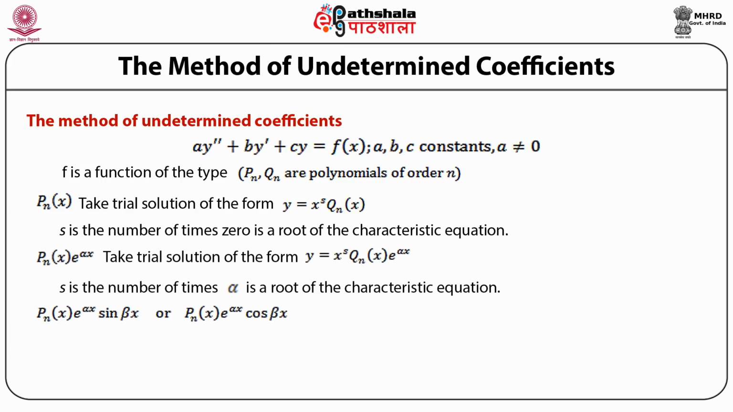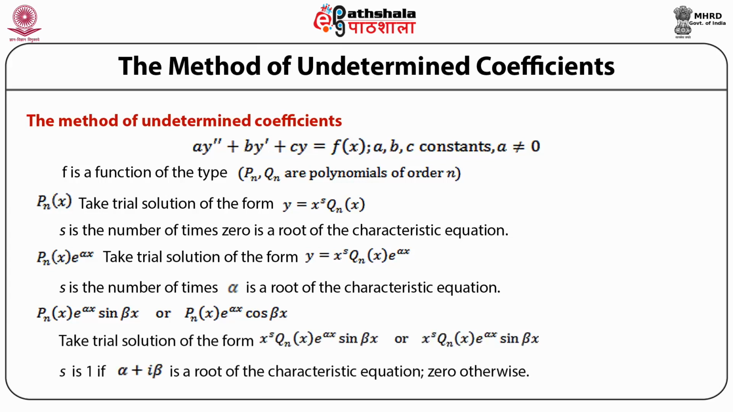Second, if the function f is of type Pn(x) multiplied by e raised to power alpha x, we take the trial solution of the form y is equal to x raised to power s Qn(x) e raised to power alpha x, where s is the number of times alpha is a root of the characteristic equation.